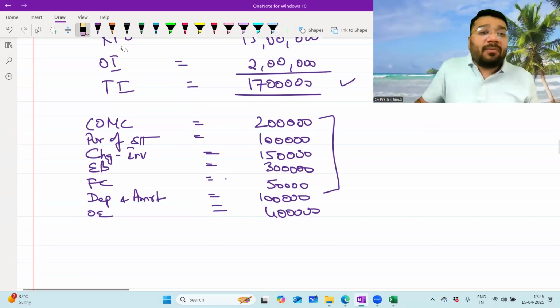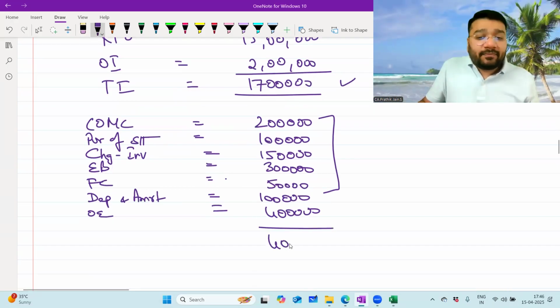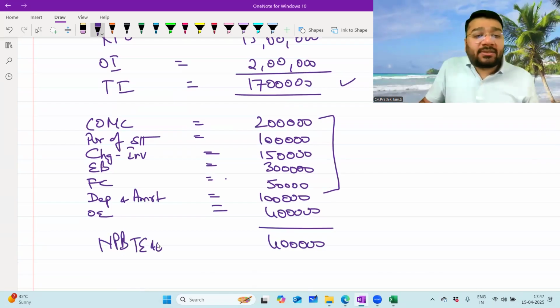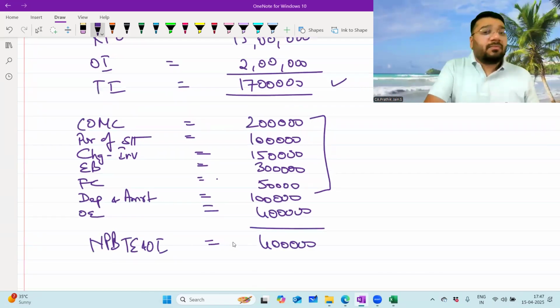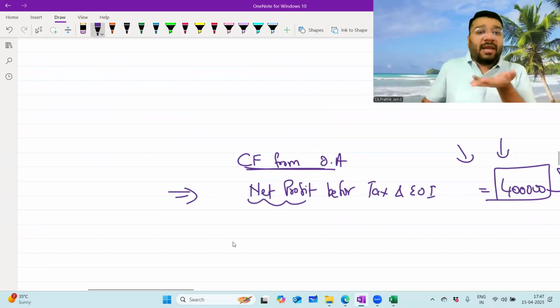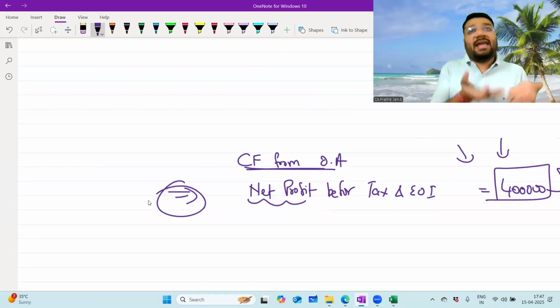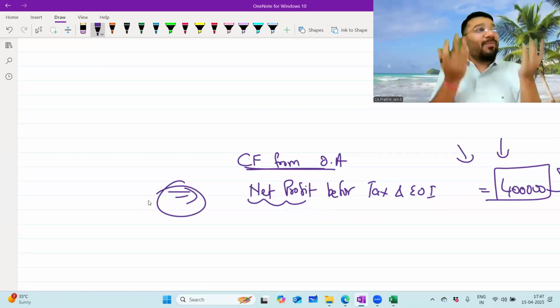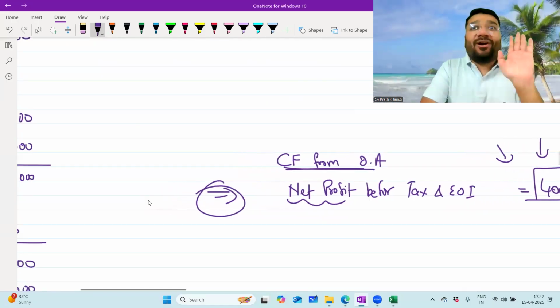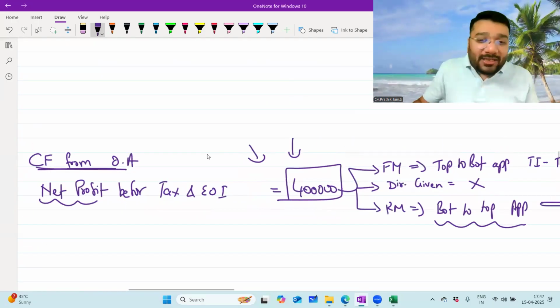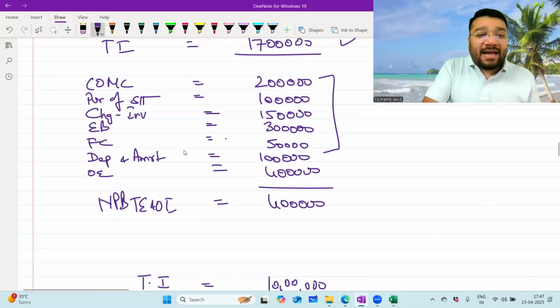How much is my net profit before tax and extraordinary item? When I have taken 4 lakh here, then I have to derive the value in such a way that I get 4 lakh there, no? A little bit of common sense you have to apply. 4 lakh you got. I'm trying to explain how I got this 4 lakh.